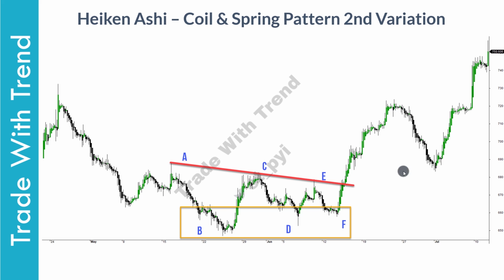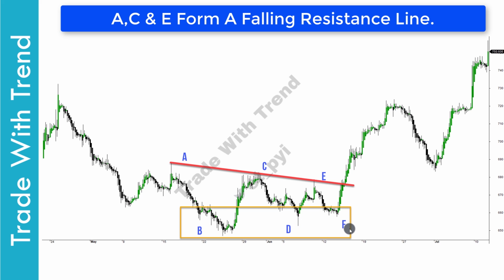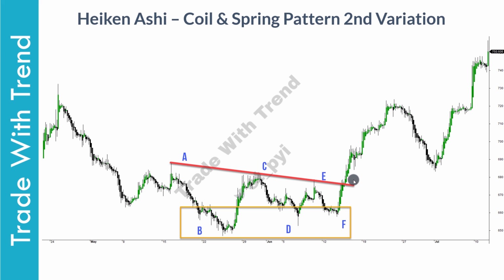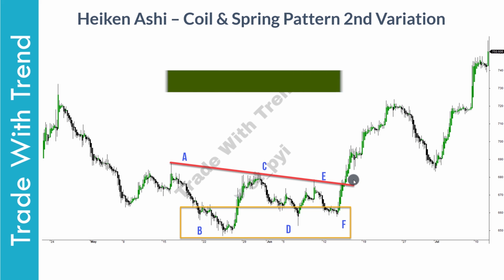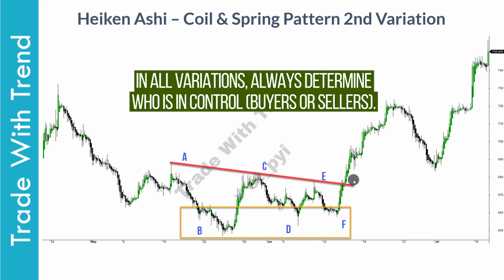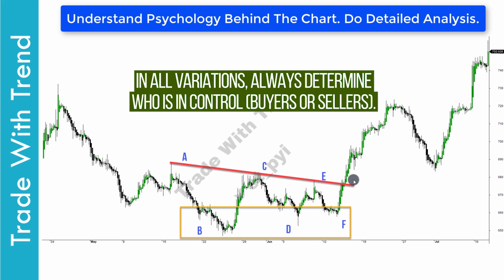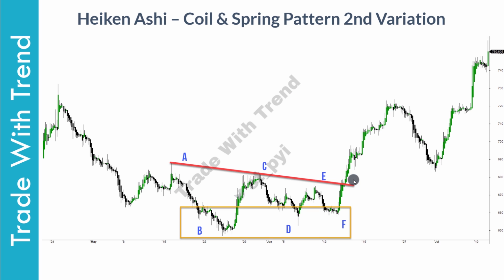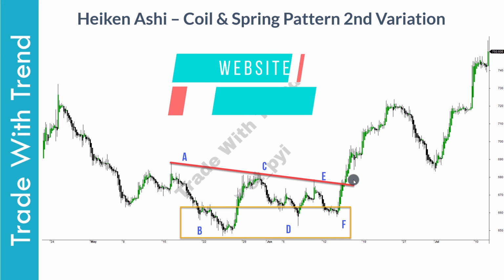In this variation, points B, D and F are in the same price range, but points A, C and E are not in the same price range. Such variations, if you see, will happen quite often, and the important thing for you is to focus on the psychological makeup of the chart. This means at all times you have to determine what is the path of least resistance and in which direction price is more likely to break out.